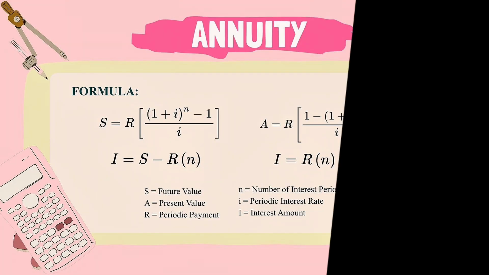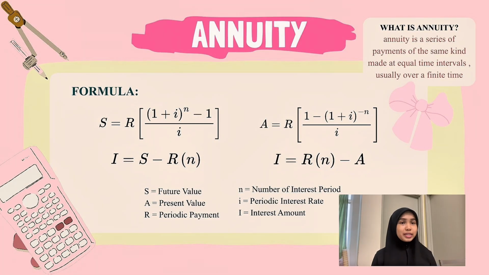Now let's move to annuity. So what is annuity? Annuity is a series of payments of the same kind made at equal time intervals, usually over a finite time. Simply, I can say that annuity is quite similar to compound interest, but annuity is a periodic payment or investment where we deposit our money at an equal time. For example, we cut our monthly salary for our saving.